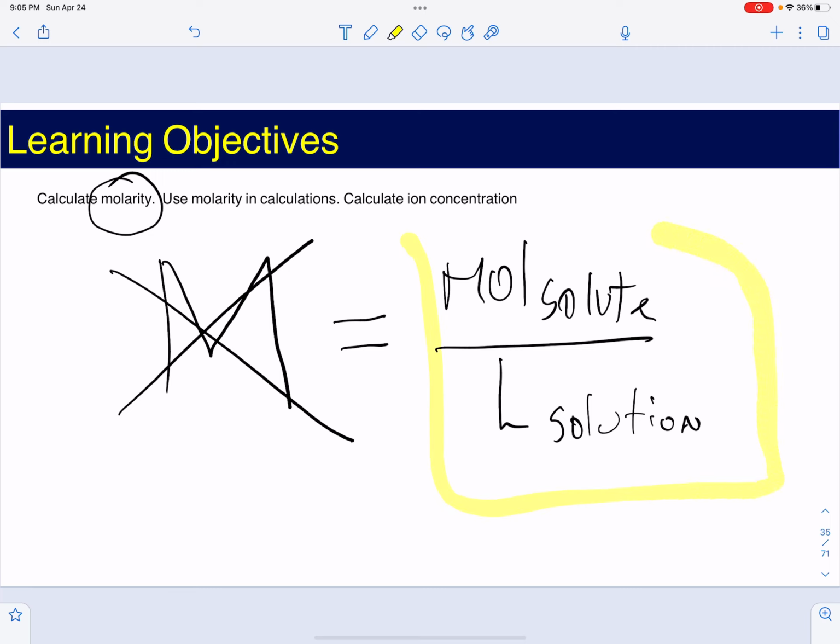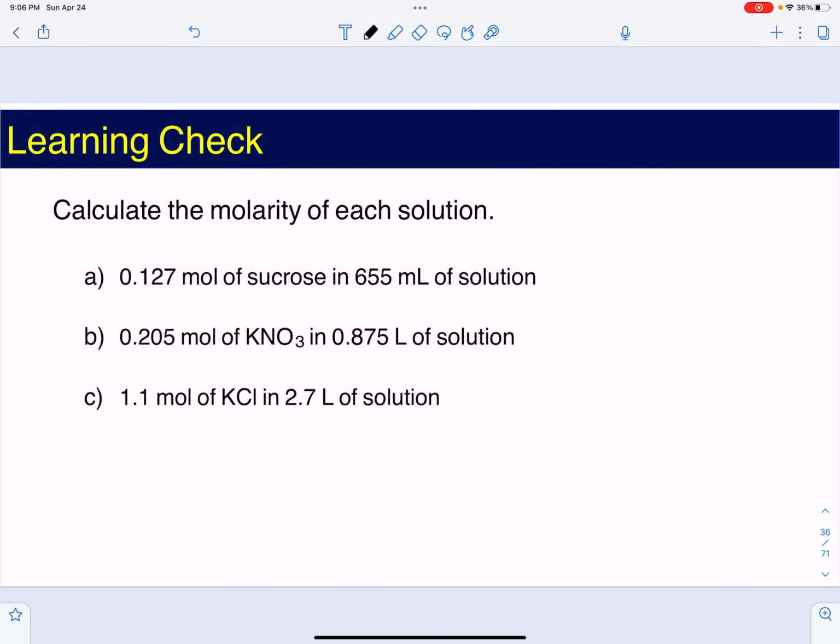This is a conversion factor that you can use. So if you see capital M, immediately change it to moles of solute over liters of solution. And if you're given a value with capital M, it's going to be 1 liter of solution with as many moles as they tell you. So let me show you. Let's calculate molarity first. Molarity, better known as capital M, is moles of solute over liters of solution. We take the moles of solute and divide it by the liters of solution.